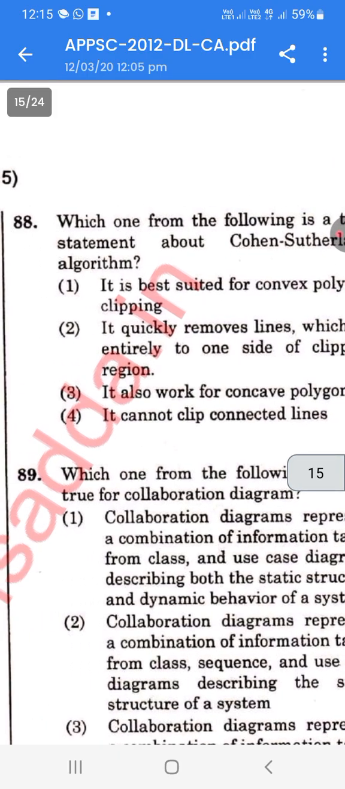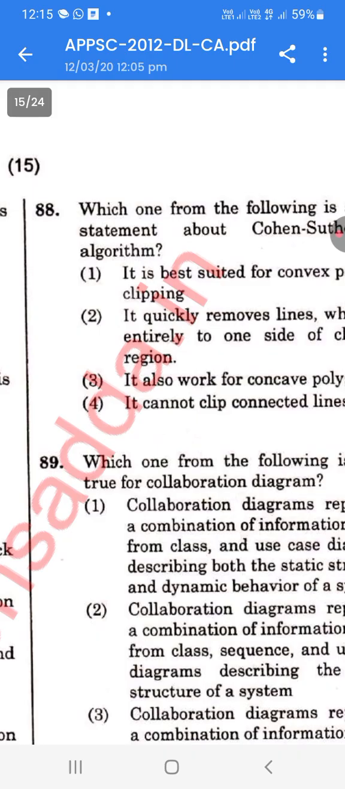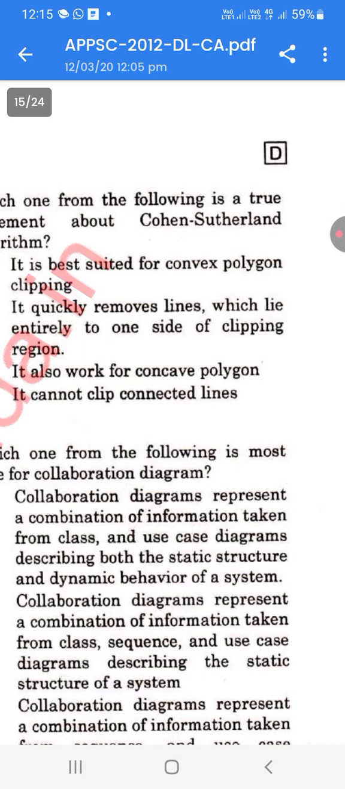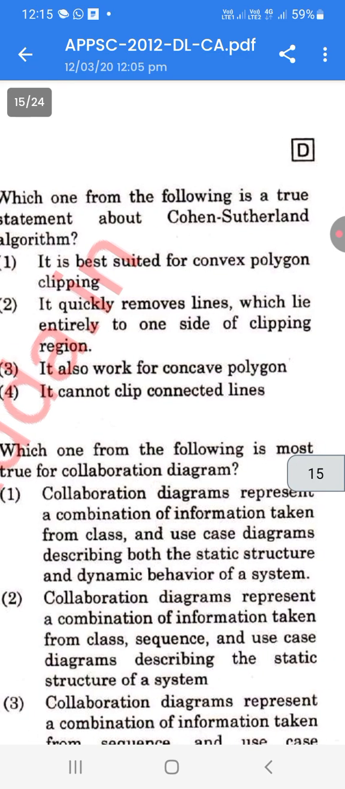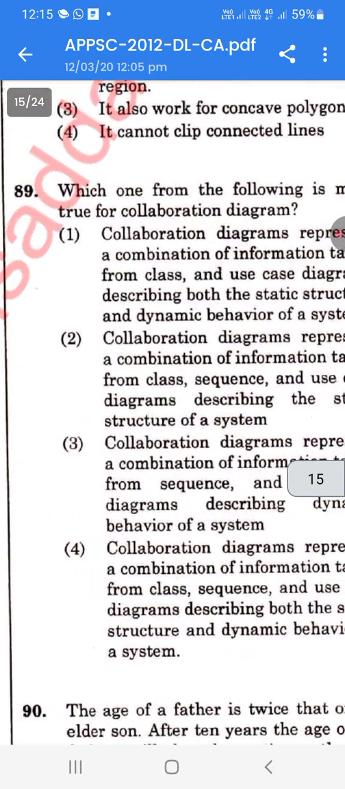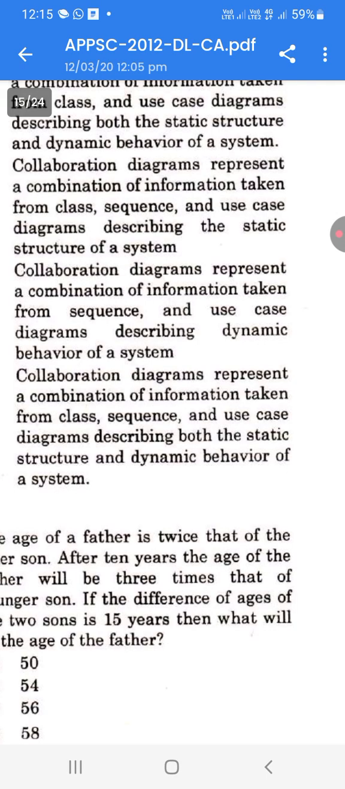Which one from the following is a true statement about Cohen-Sutherland algorithm? 88. It quickly removes lines which lie entirely to one side of clipping region. Second one is true. Which one from the following is most true for collaboration diagram? 89. Fourth one. Collaboration diagram represents a combination of information taken from class, sequence and use case diagram describing both the static structure and dynamic behavior of a system.